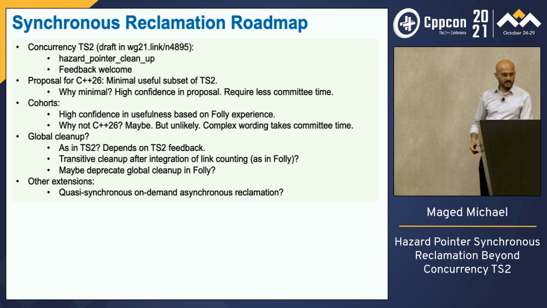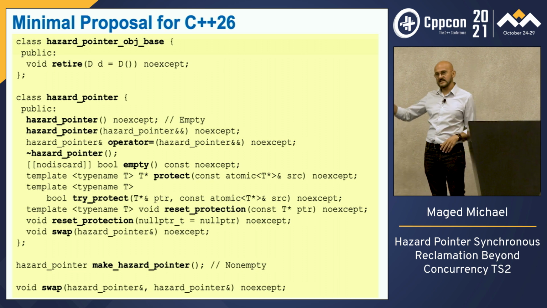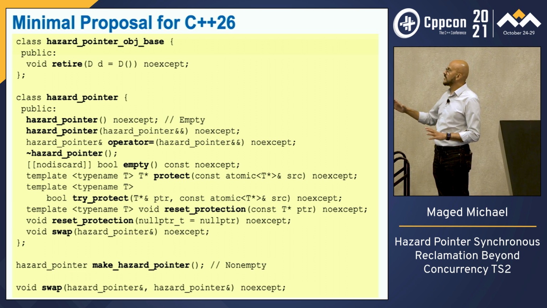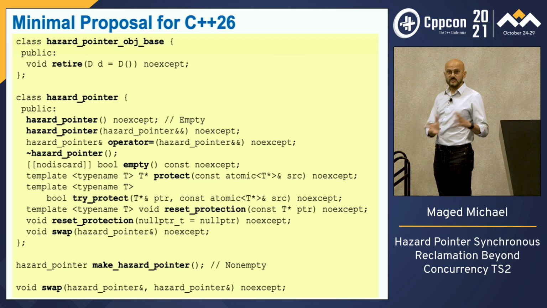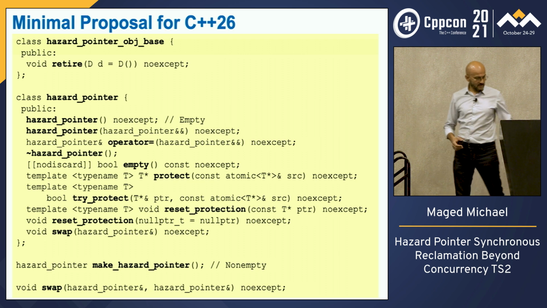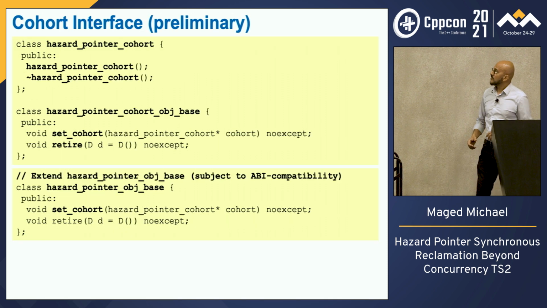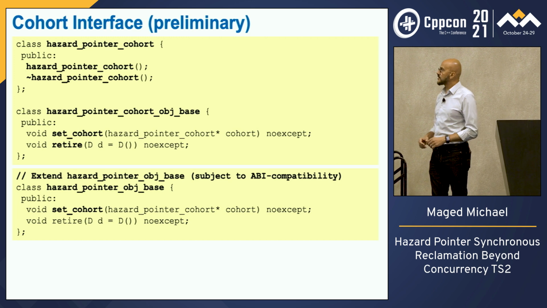Okay. So now, very quickly, this is a minimal proposal that we have in mind for C++26. It supports only asynchronous reclamation. I mean, that's useful in its own way. It's useful. It just doesn't have synchronous reclamation. So beyond that, that would be a preliminary interface.